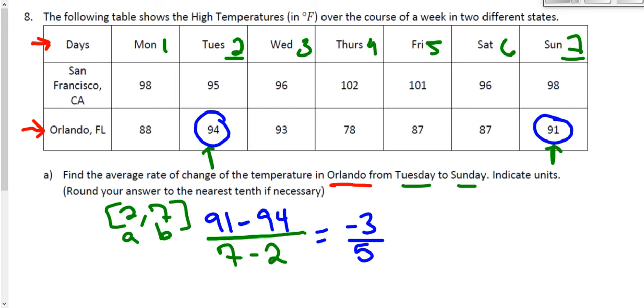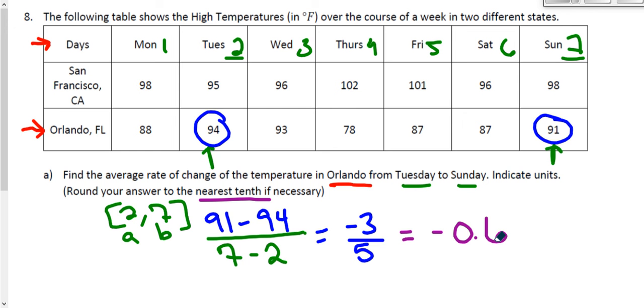But the directions do say to round your answer to the nearest tenth. That's the only other time you have to use decimals in this class, is when the directions specifically say that you should. And if you plug this in the calculator, you're going to get negative 0.6 for our decimal, rounded to the tenth place.